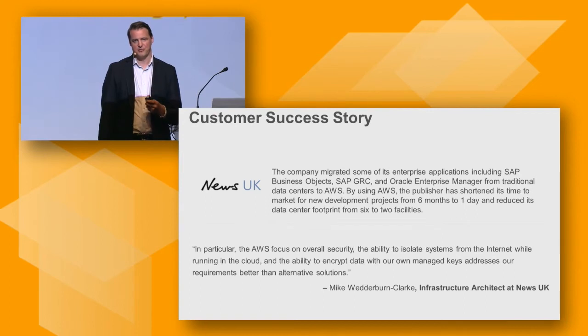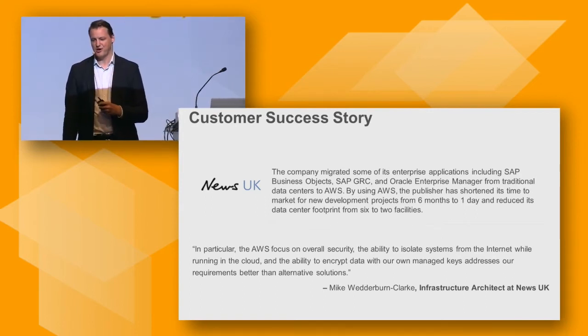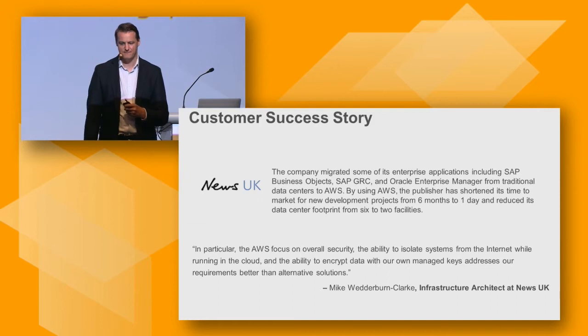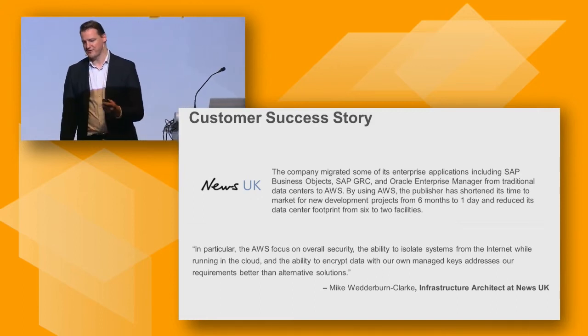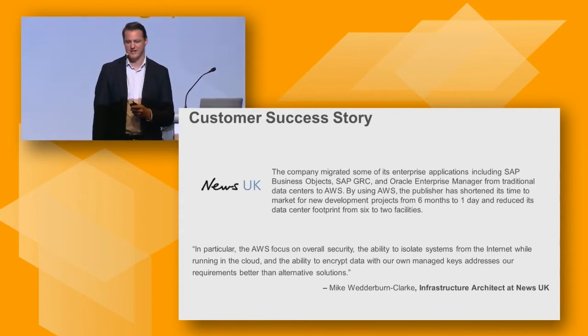They also talked a little bit about security. The AWS focus on overall security, the ability to isolate systems from the internet, and the ability to encrypt data with our own managed keys. So we're going to talk through that stuff. We're also going to talk about isolation from the internet. Yes, this is the big scary public cloud, but what does that actually mean?